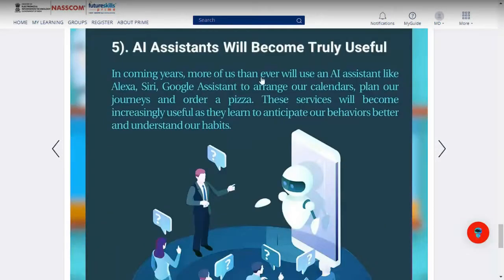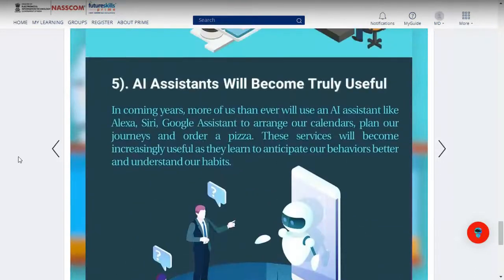AI assistants will become truly useful. Okay, so this is one interesting case wherein AI will become useful. What happens here is you can tell your AI assistant, such as Google Assistant or Siri or Alexa, to call someone, and it will be able to call.